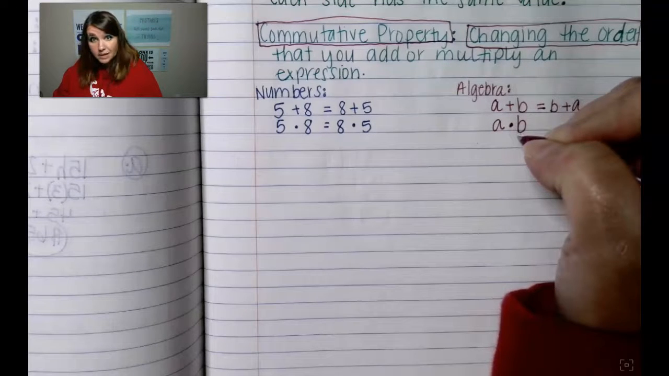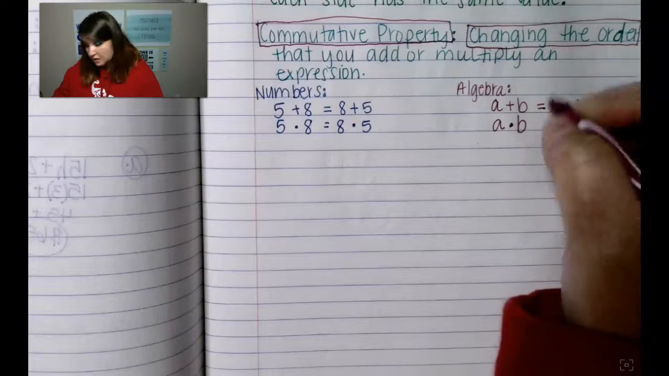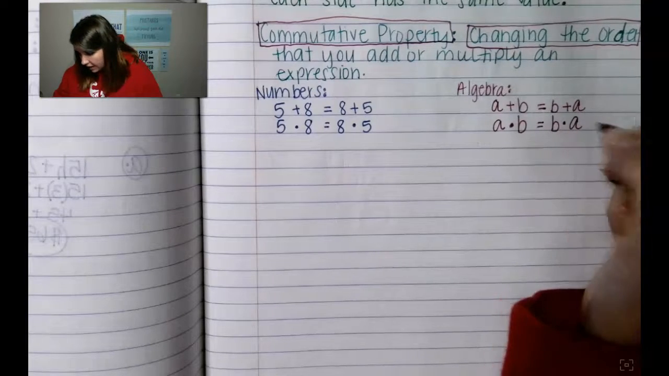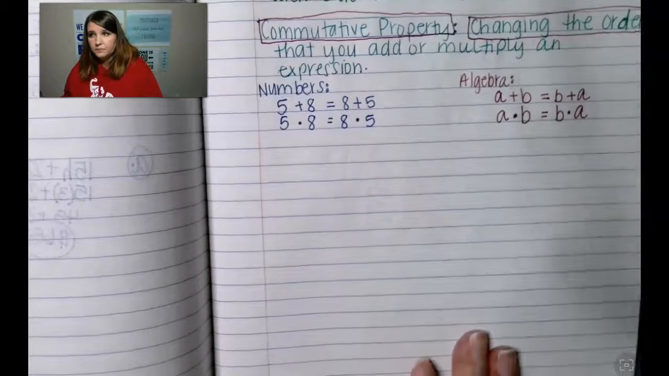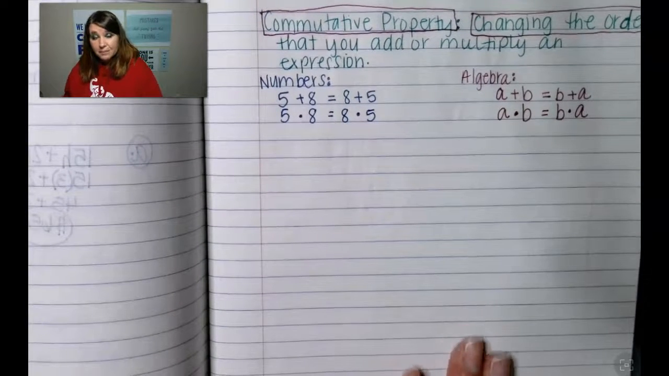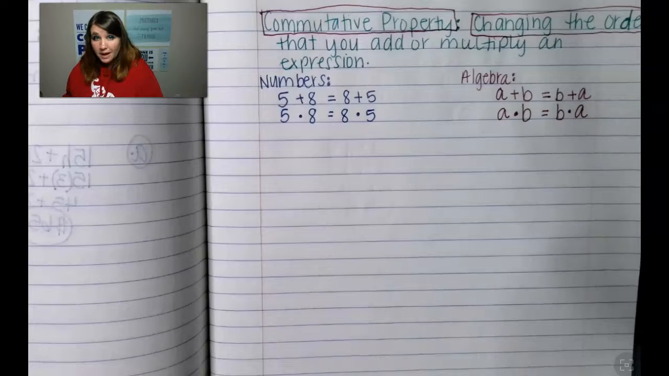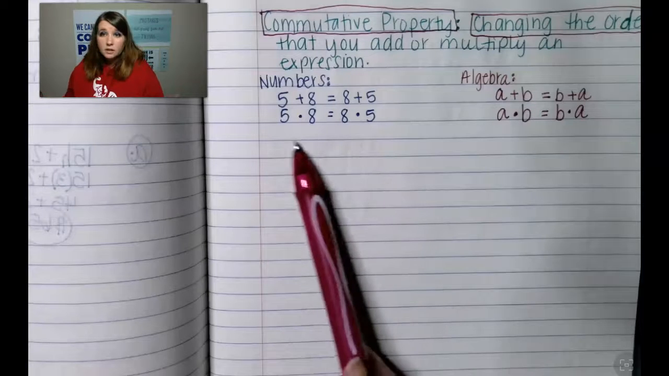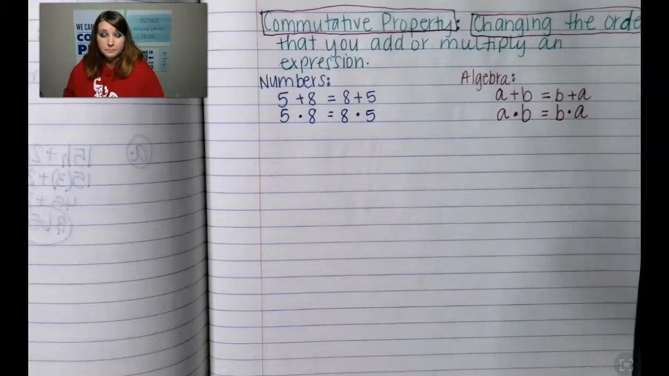A times B, this algebraic expression, is equivalent to this algebraic expression. They're the same. They're just being multiplied in a different order. We've commuted. They've commuted. Everybody's commuting. They're driving around. We wish we were commuting to school and to work, but we can't right now. If we were, this is what it would look like.